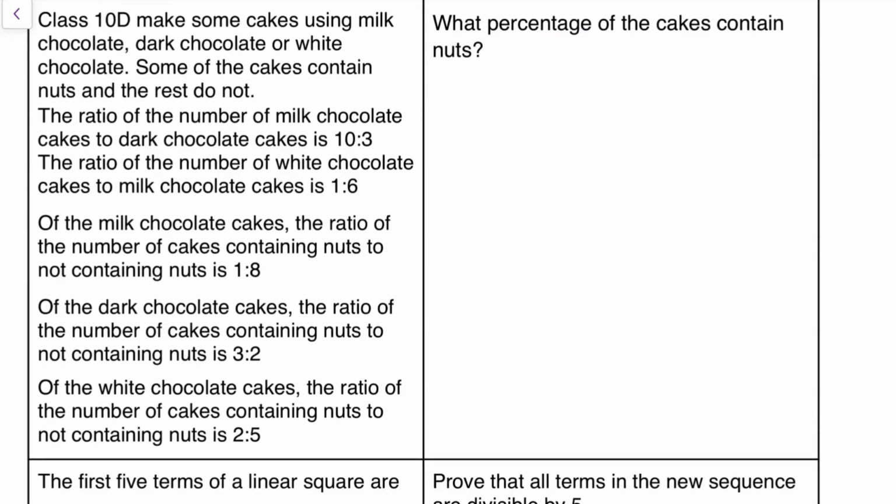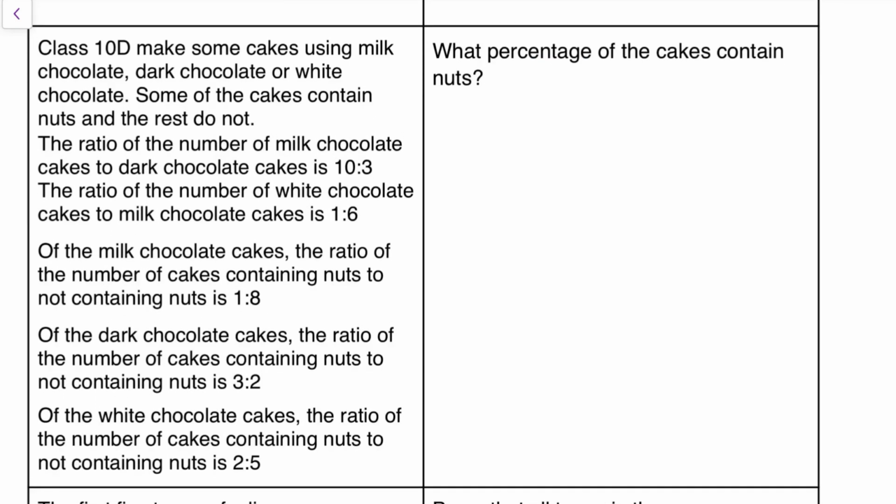Next question. Wow, okay, lots of words. Key to this question is to read it all through carefully, and I tend to make some notes as I'm going. So I'm going to highlight it as I go. So class 10D makes some cakes using milk chocolate, dark chocolate, or white chocolate. So it's obviously going to be about the different types of chocolate. Some of the cakes contain nuts. Okay, so we've also got nuts and no nuts.